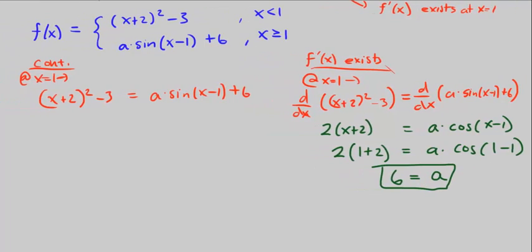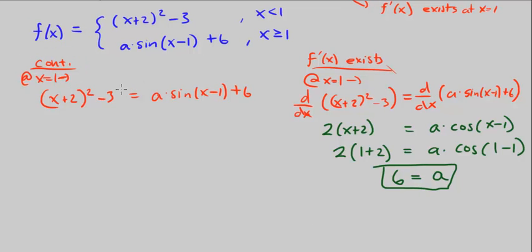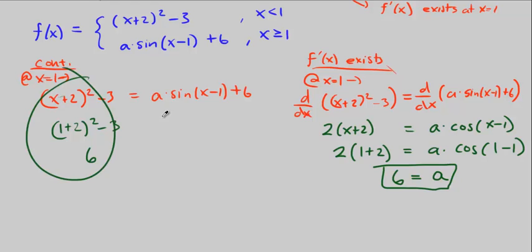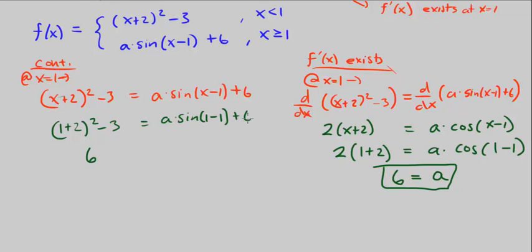Well, let's make sure that that works out to show that f is continuous. So at x is equal to 1, this is just (1 plus 2) squared minus 3. 1 plus 2 is 3. 3 squared is 9. 9 minus 3 is 6. So I'm just simplifying the left side. On the right, we have a times sine of (1 minus 1), right, plus 6. That's just equal to a times sine of 0 plus 6. Sine of 0 we know is 0. So this is just saying 6 is equal to 6. So this is always going to be true.